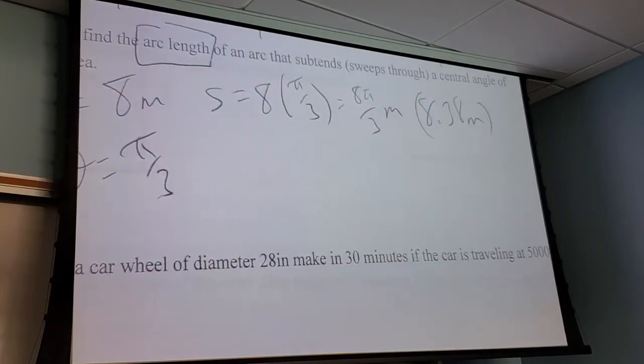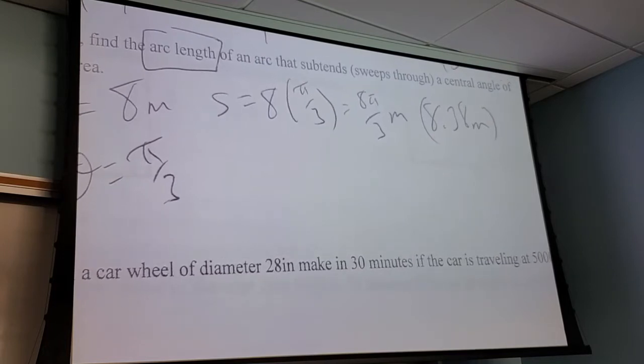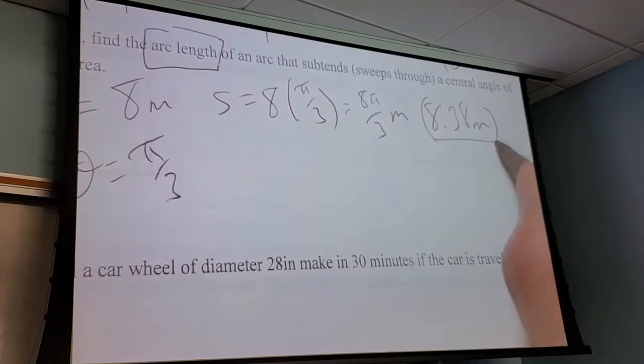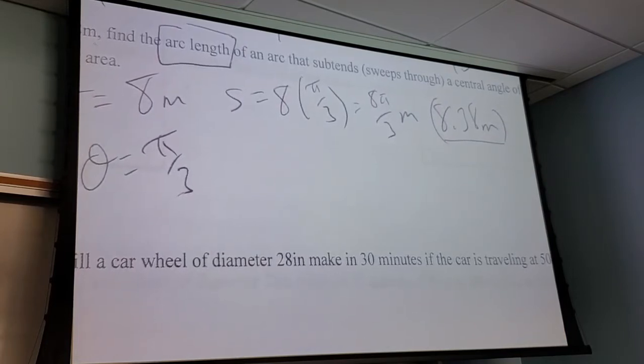Okay. So either on the test I might specify to leave it as a decimal, or I might not, but normally, as a human, we're going to say it's 8.38 meters. We're not going to say it's 8/3 of a pi. How far did you walk today? 8/3 of a pi. What?